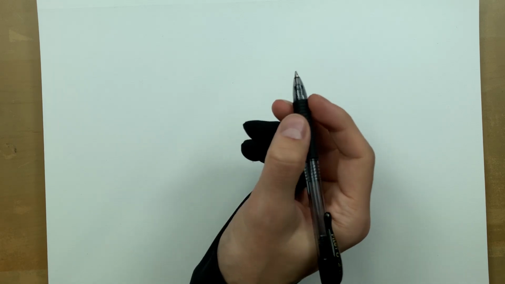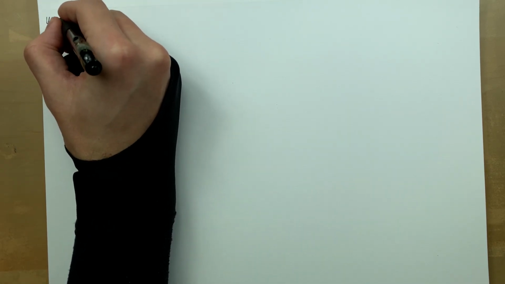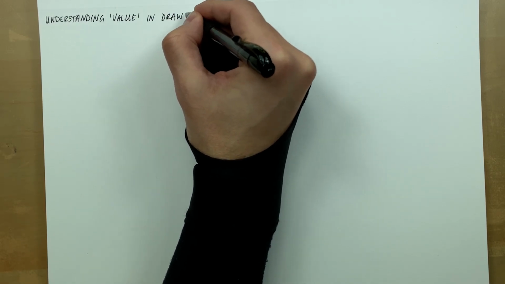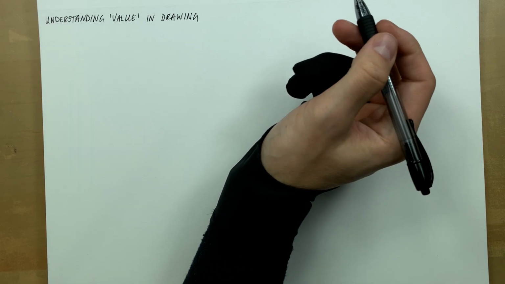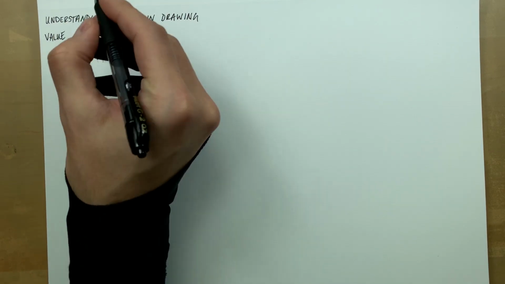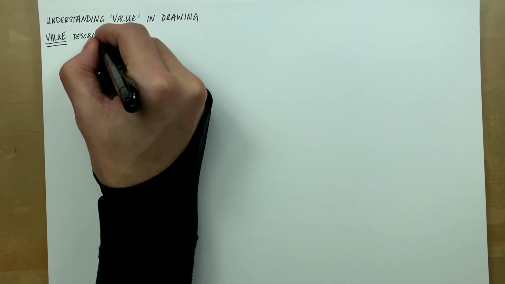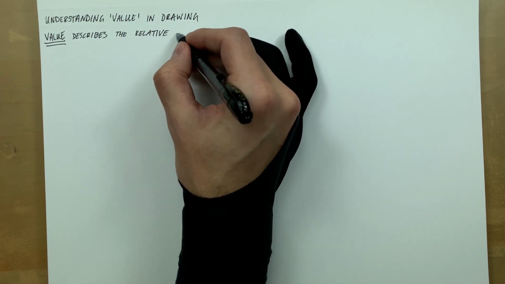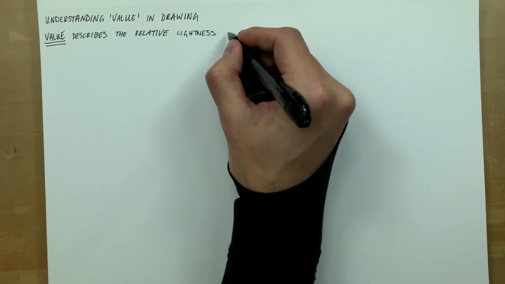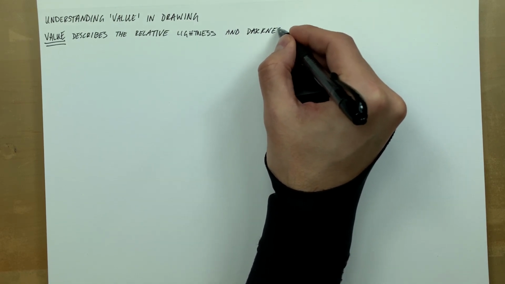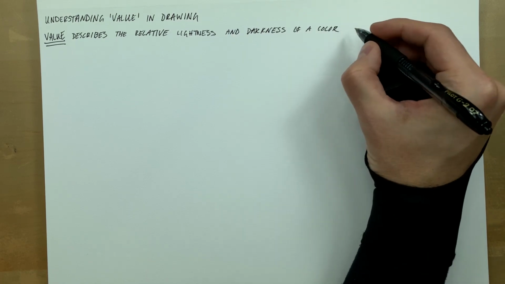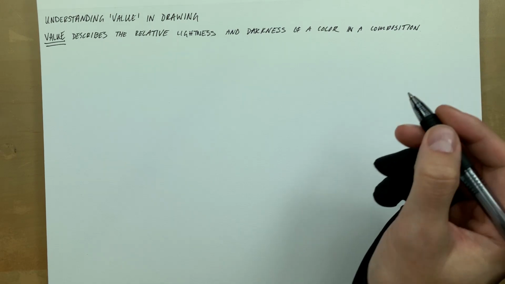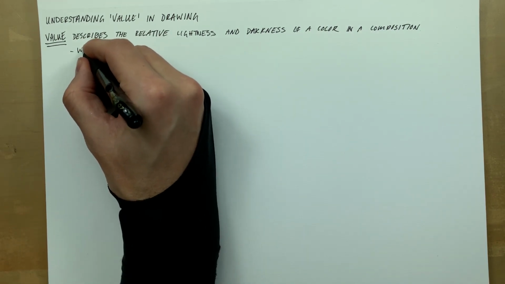Okay, so understanding value in drawings. So first, value defined describes the relative lightness and darkness of a color in a composition. You've heard me say accentuate the value scale, where we want to make sure that we accentuate everything from complete white on through to complete black.